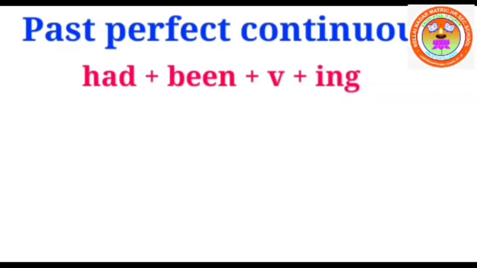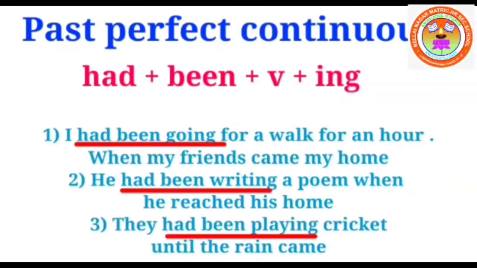The example is I had been going for an hour for a walk. So here had is past, been is perfect, going is continuous. So past perfect continuous. The second example is he had been writing a poem when he reached his home. Look at the verb had been writing. Had again is the past, been is perfect, writing is the ing form. So continuous, past perfect continuous.